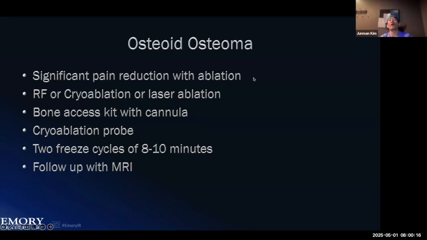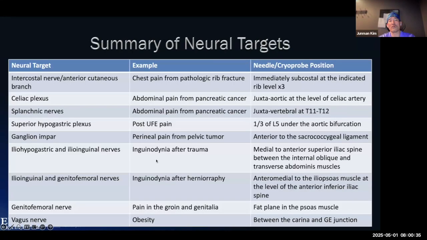So osteoma, usually self-limited, but with a proper ablation, significant pain relief, if not complete pain relief. RF, cryo, or laser. You need some bone access kit and some devices, and we can follow up with an MRI later on. These are some of the nerve targets.